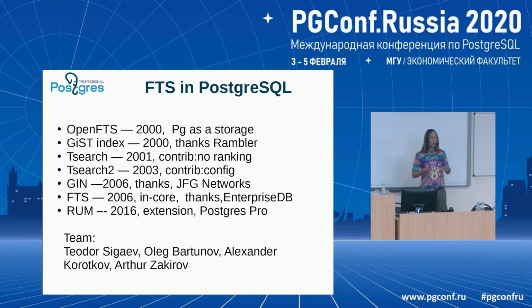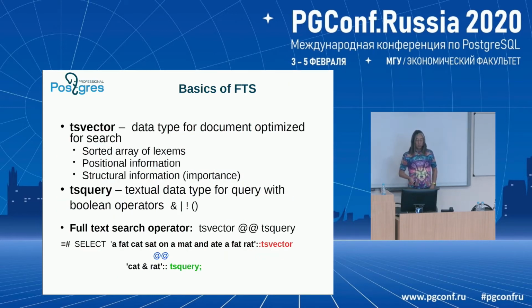In 2006, GIN came out, and I think most of you know what GIN is all about. And in 2006, thanks to Enterprise DB, we committed this into core, and then we just promoted and developed this, and RUM is another solution of ours. It's a very interesting solution, and I will tell you about this later on. Different people took part in this project, including me, Teodor, Oleg, and many others.